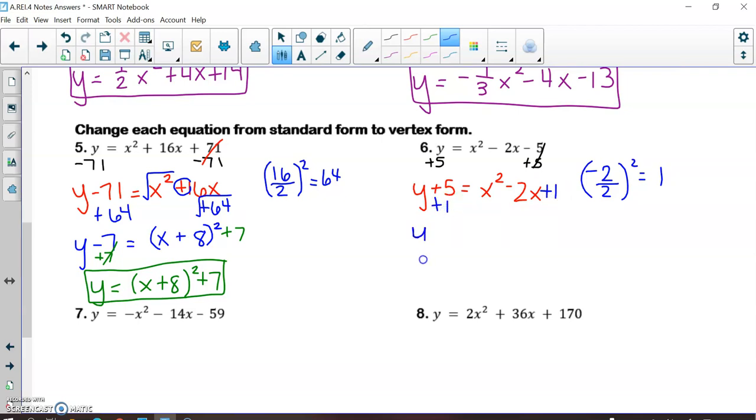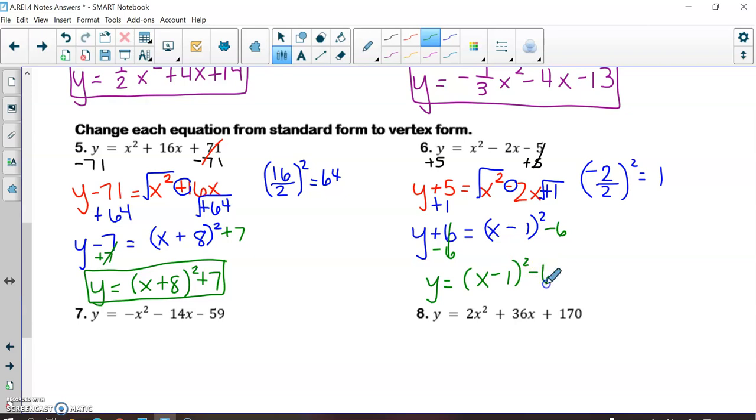On the left side, I just simplify this into y plus 6. On the right, I factor. I take the square root of my first term, which would be x, square root of my last term, which would be 1, and the operation in between my first and second term, which is a minus sign, and I square that binomial. Now I'm going to isolate y again by subtracting 6 from both sides, and now I have my equation in vertex form.